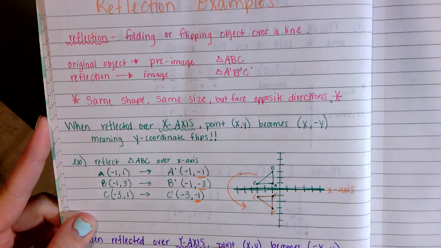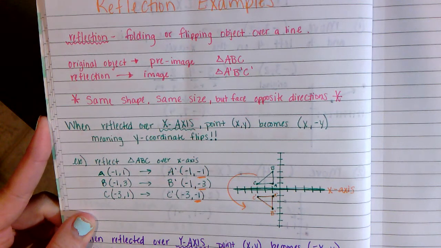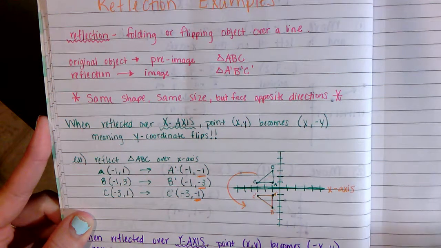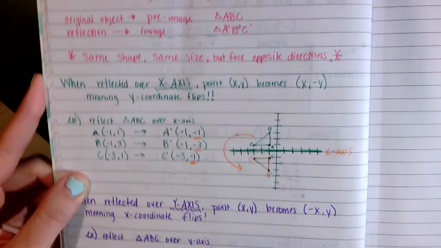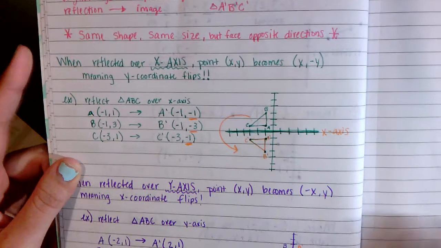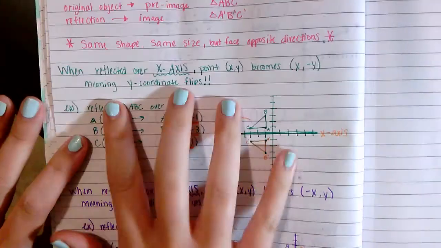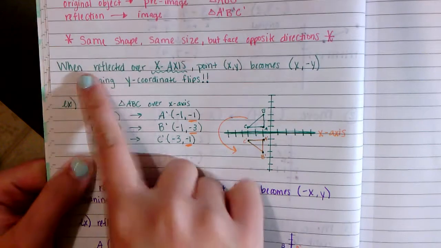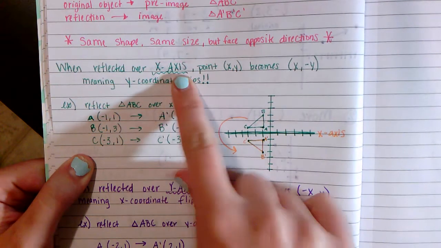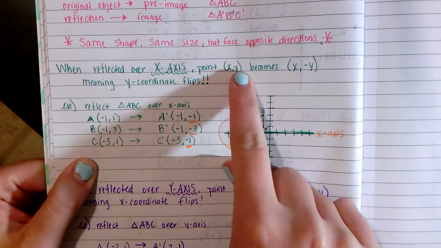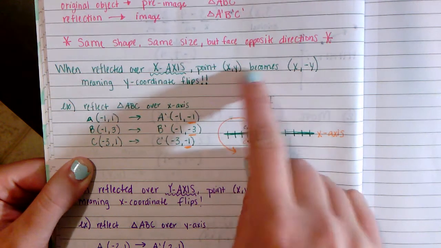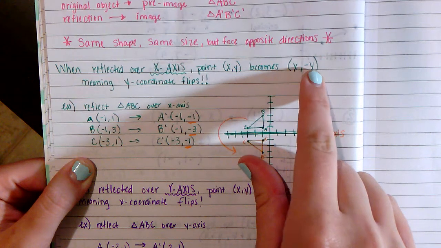So I'm just going to look at reflection over the x and y axis. You can reflect it over the y equals x line, but we won't get to that just yet. That'll be later next semester. I just want you to be familiar with this and get a little practice. So let's look at reflection over the x-axis first. When reflected over the x-axis, your point, and we know all ordered pairs are written x comma y, so whatever your point is becomes x comma negative y.